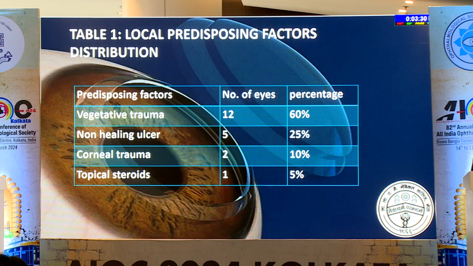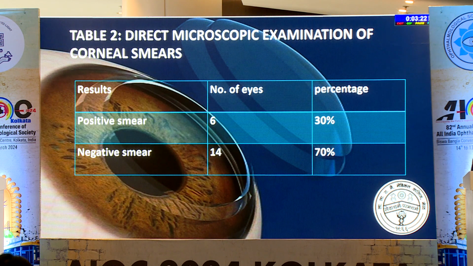Moving on to results and observations, this is a table showing local predisposing factors distribution. We can see that vegetative trauma is the commonest risk factor for fungal keratitis. This is the direct microscopic examination of the corneal smears. 30% of our corneal smears were positive.